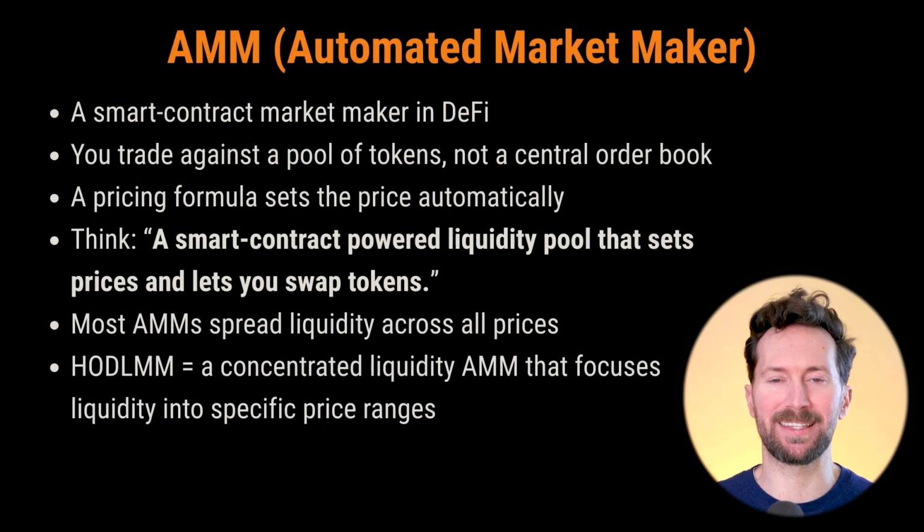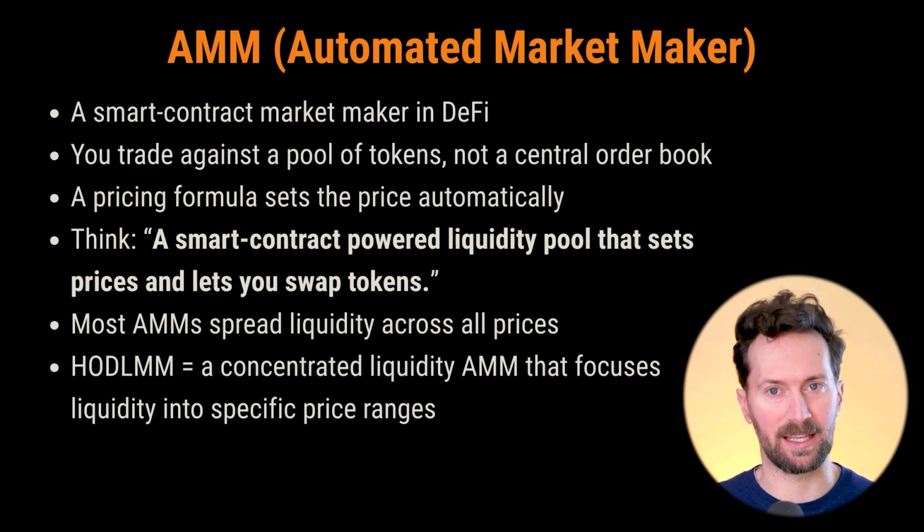So the first term is AMM, which stands for Automated Market Maker. In traditional finance, you need a market maker to quote you prices. A human or an algorithm says that I'll buy at this price and I'll sell at that price. In DeFi, an AMM is a smart contract that takes over that job. So instead of matching buyers and sellers directly, you trade against a pool of tokens that's managed by a pricing formula. So when you hear AMM, you can think a smart contract powered liquidity pool that sets prices automatically and lets you swap one token for another.